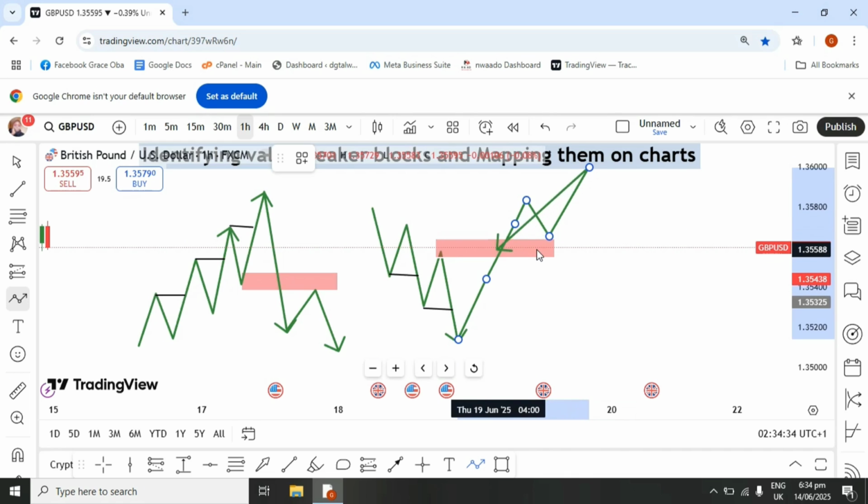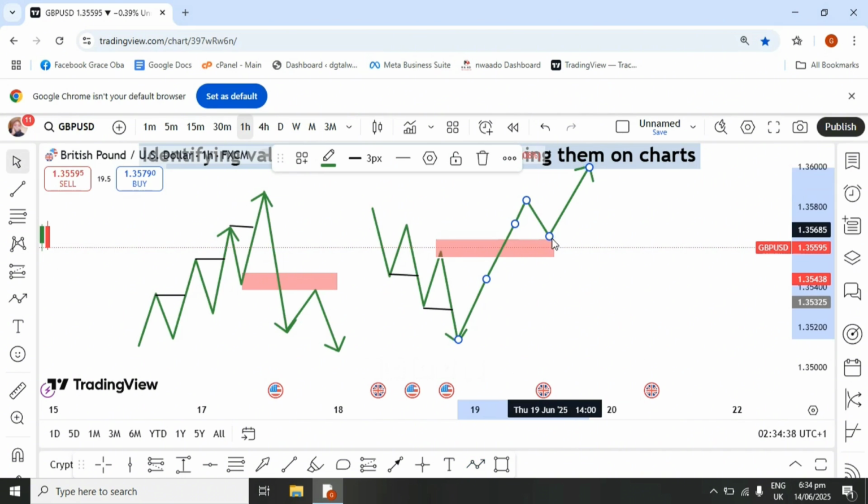So this candle automatically becomes what? The breaker block, right? This bearish order block that was initially a bearish order block automatically becomes a breaker block, because it now serves as a support level to a new price movement direction. So this is a breaker block.